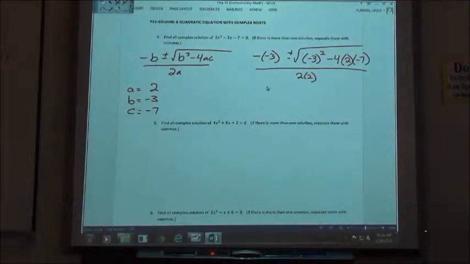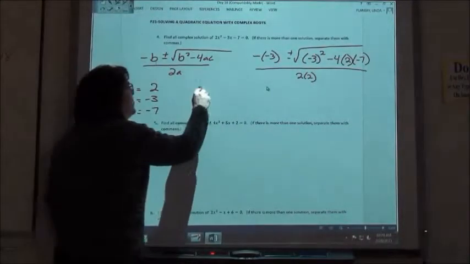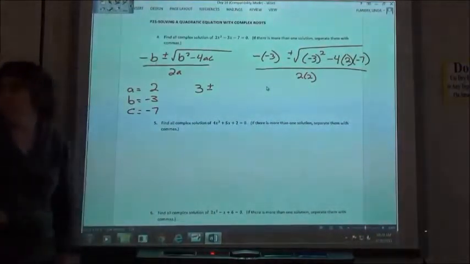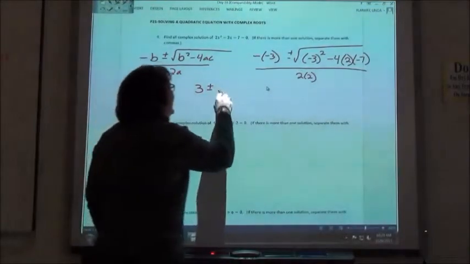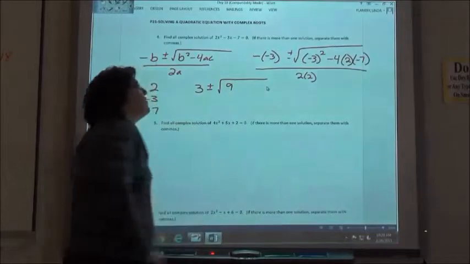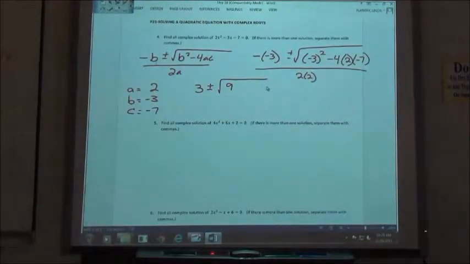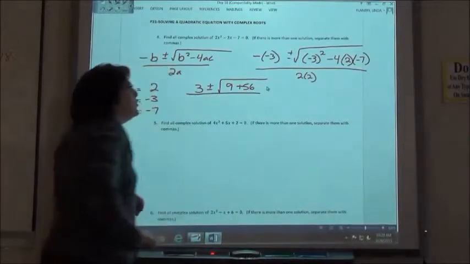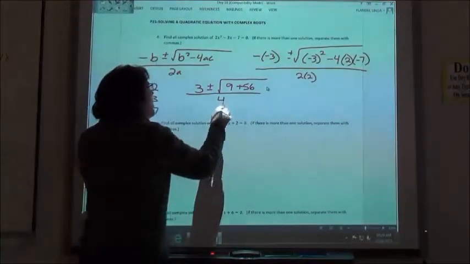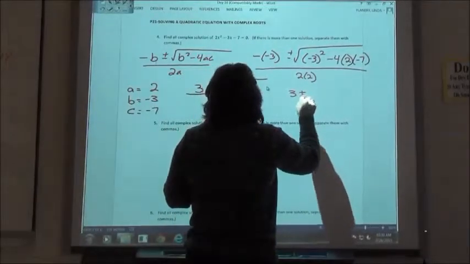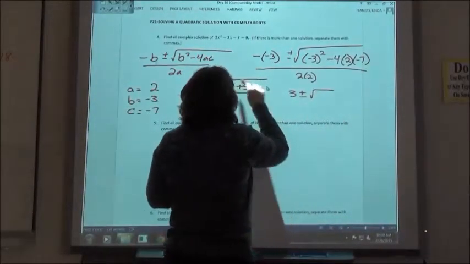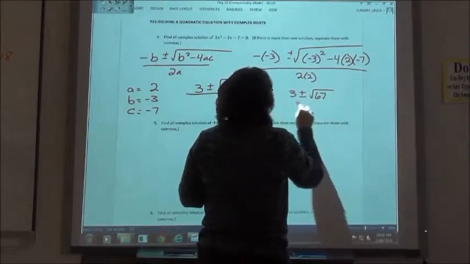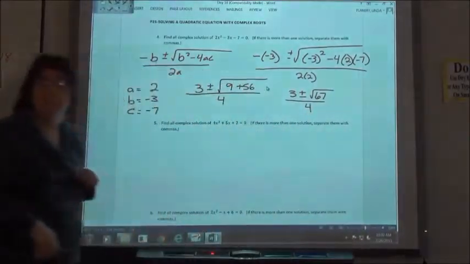So simplifying that, if I have minus a negative 3, it's going to be positive 3, right? Negative 3 squared is 9. Then we have negative 4 times 2 times negative 7, 56. All over 2 times 2, which is 4. So we're going to get 3 plus or minus the square root of 67, right? Over 4.